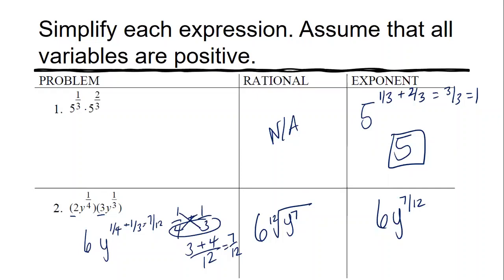And what is 5 to the 1 power? 5. And then on number 2, you're going to multiply your numbers first. So you had 6 times 2. Then you add your exponents because the bases are the same. So I did a little chopstick and bowl action. And I got 7/12. So that leaves me with 6y^(7/12). As a rational, can 12 evenly divide into 7? No. So I have my index is 12 and my power is 7.